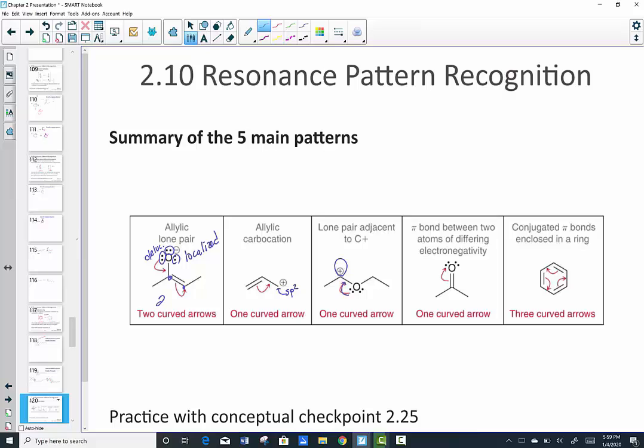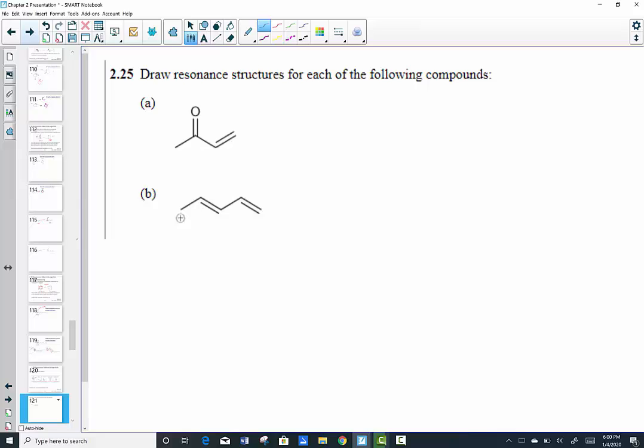Notice this, I should stress, 2 sets of arrows, 1 arrow, 1 arrow, 1 arrow if we have an electronegativity difference based on polarity. And here, in a cyclic structure such as benzene, to move all 3 of those bonds that are conjugated, we ended up using 3 curved arrows. And that's going to take a little bit of practice. A lot of the homework here in Chapter 2 is about resonance structures.